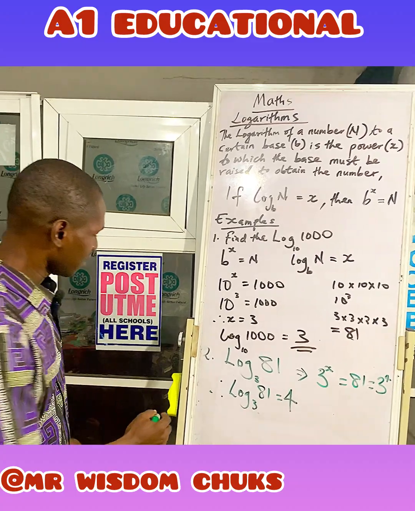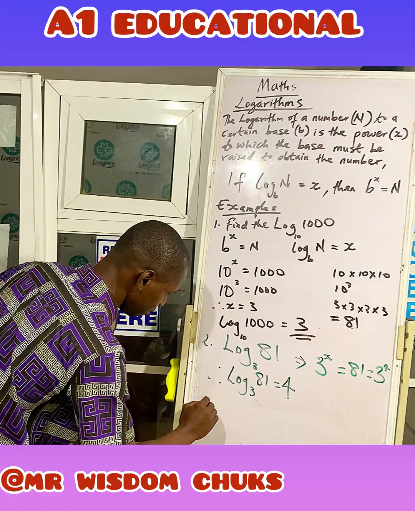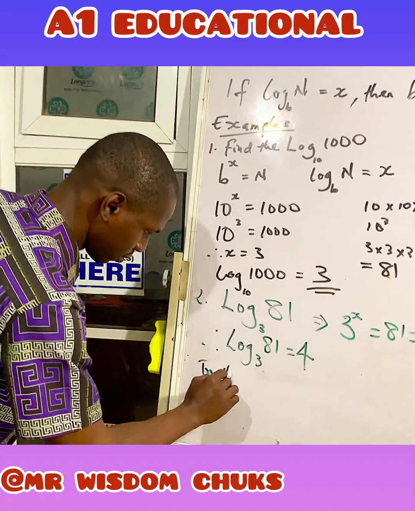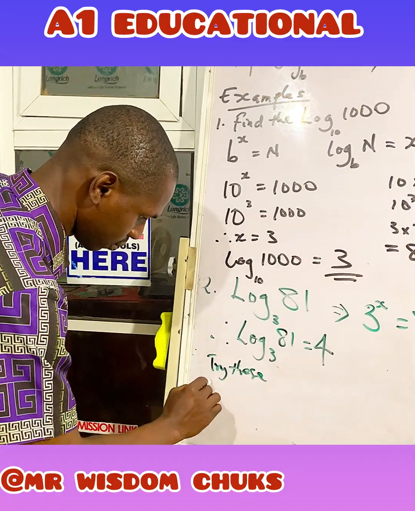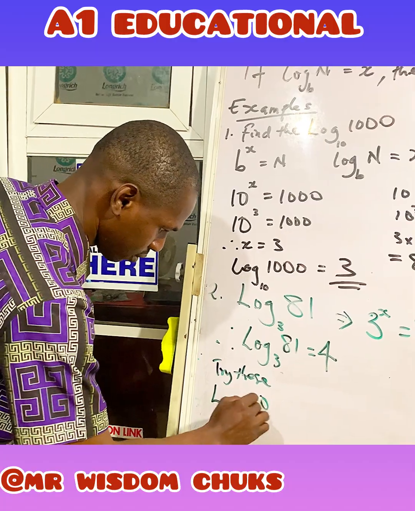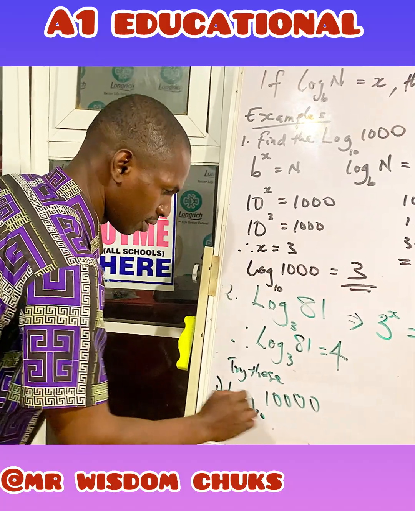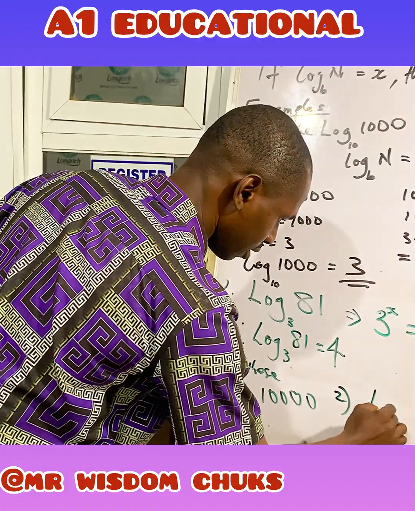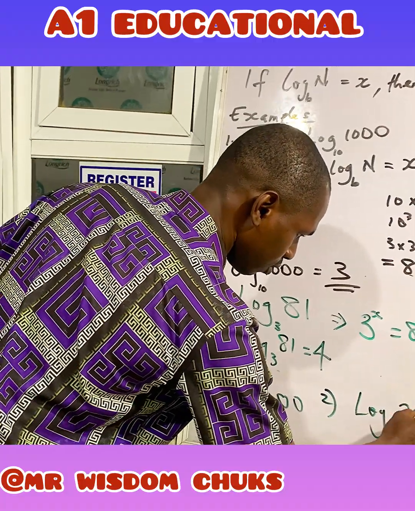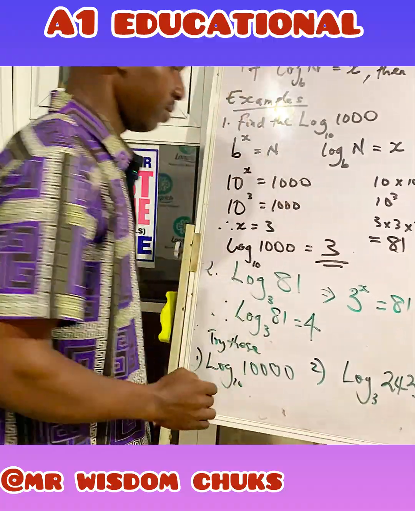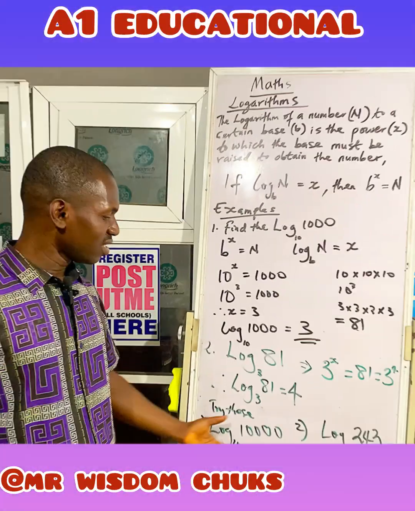So you try these exercises. One, the logarithm of 10,000 in base 10, and two, the logarithm of 243 in base 3. Try these exercises.